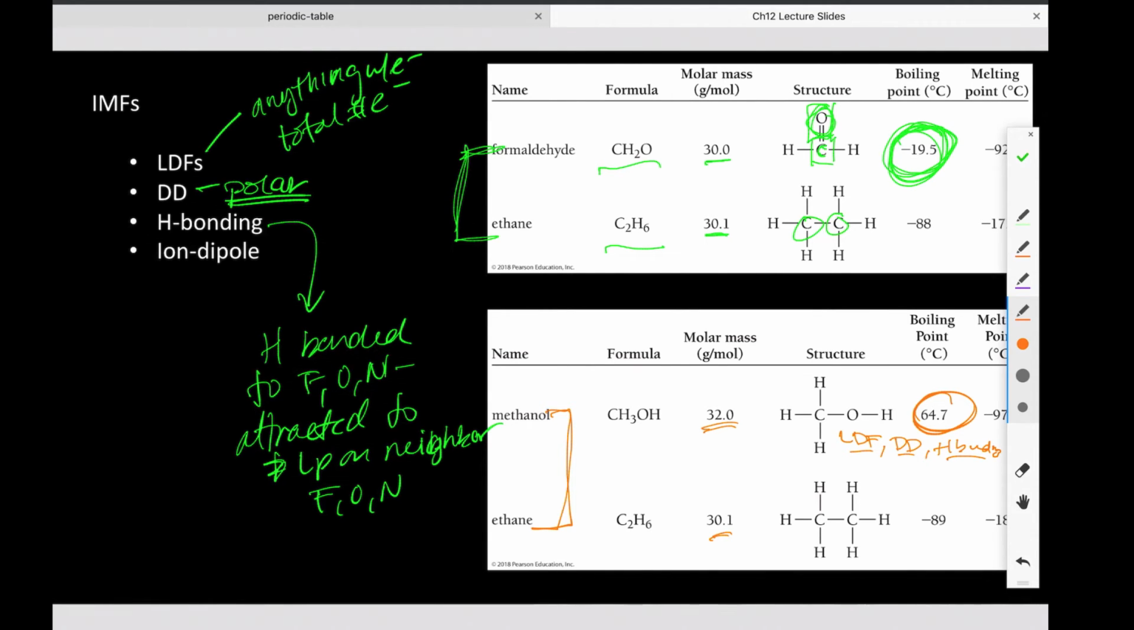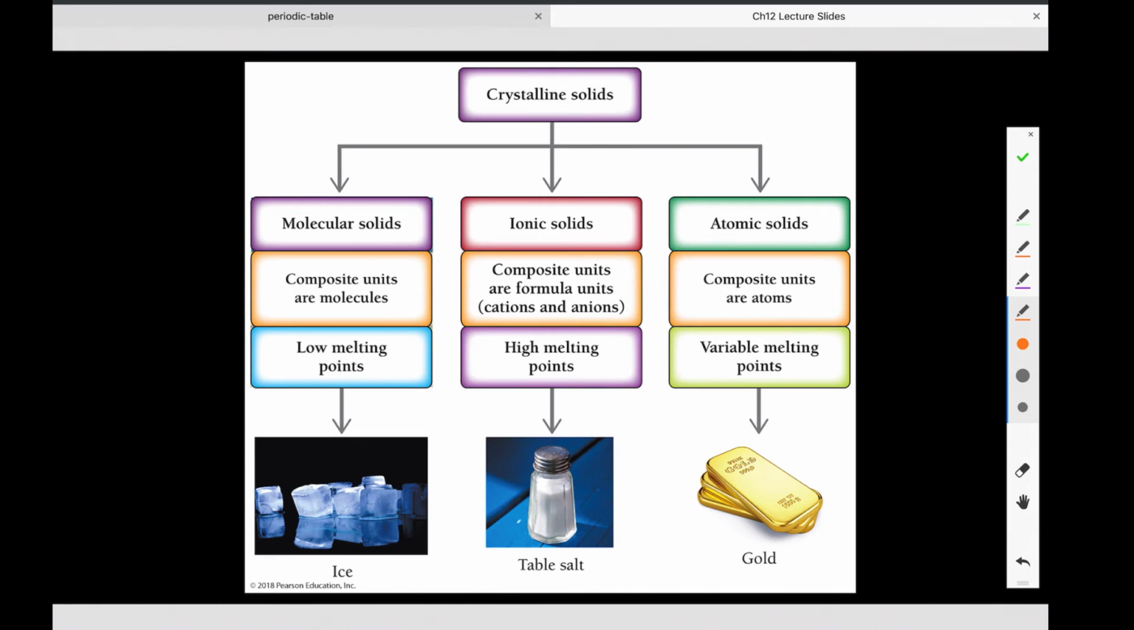Which also leads to a lot of water's unique properties because it is also LDF, dipole-dipole, and hydrogen bonding. And then we get ion-dipole, which is only ever something to consider when we have ions in the presence of dipoles. So pretty much this is anytime we have salt in water, and this would be the resulting force of attraction, okay?